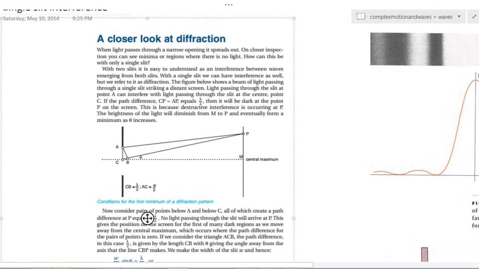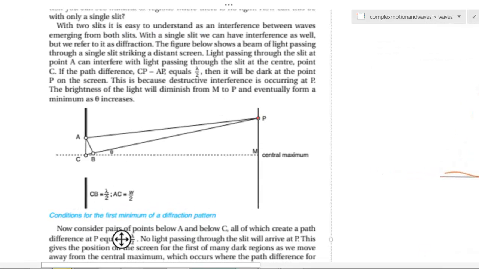So I wanted to take a closer look at diffraction. This is simply from your textbook, the Jacaranda physics textbook. And I wanted to look closely at this diagram because we have been looking at it in class. Now, what happens is you have a slit that has a certain width, W, or in some cases A. It depends on which textbook you're reading.